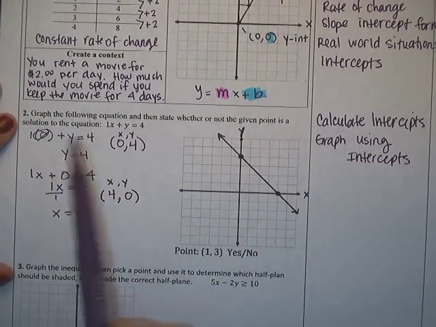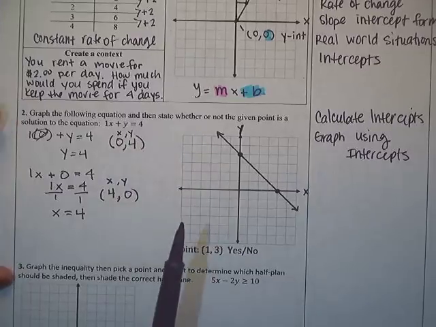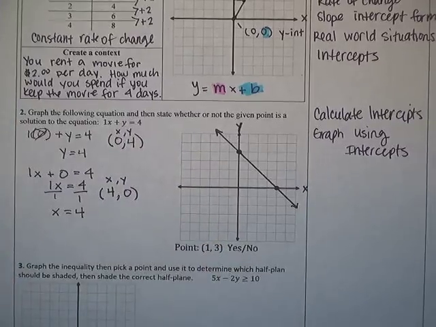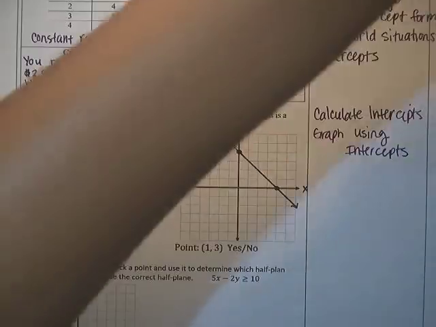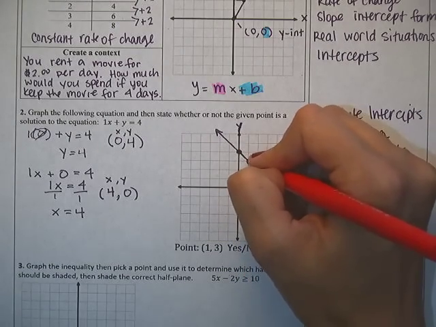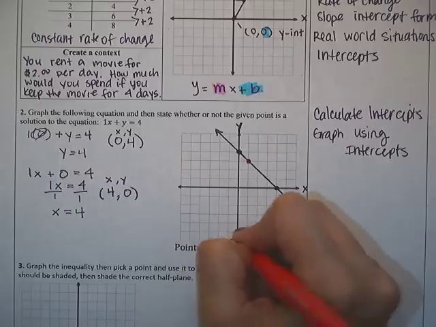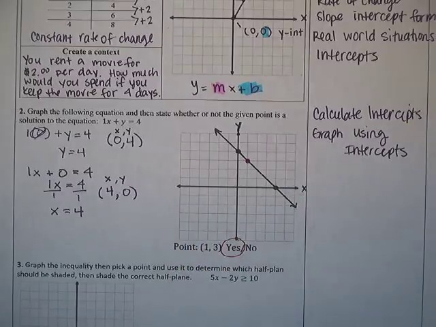Okay, so we're not done here. You're going to notice it said graph the following equation, which we just did, and state whether or not the given point is a solution. So the given point here is 1, comma 3. So I'm going to go ahead and just plot that here, 1, comma 3. And you'll notice that it lands on the line, which means yes, 1, comma 3 is a solution to this linear equation. Okay?